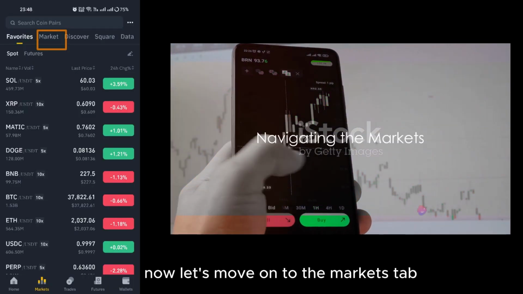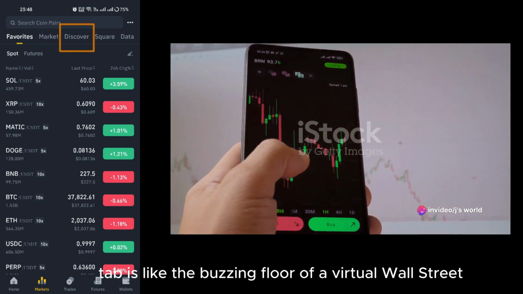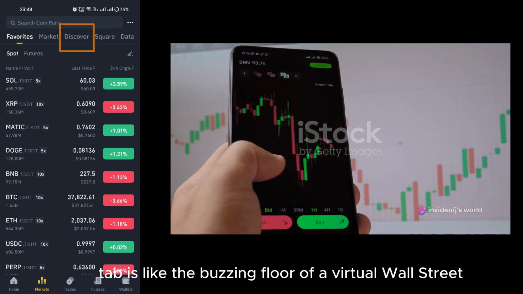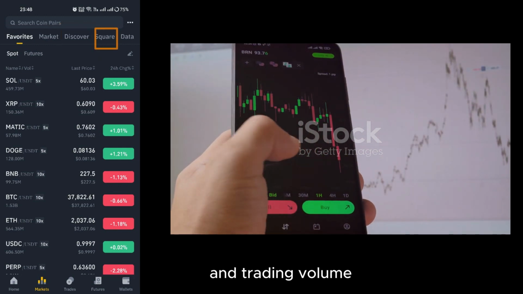Now let's move on to the Markets tab. This is where the magic really happens, folks. The Markets tab is like the buzzing floor of a virtual Wall Street, displaying a vast array of cryptocurrencies, their current prices, and trading volume.